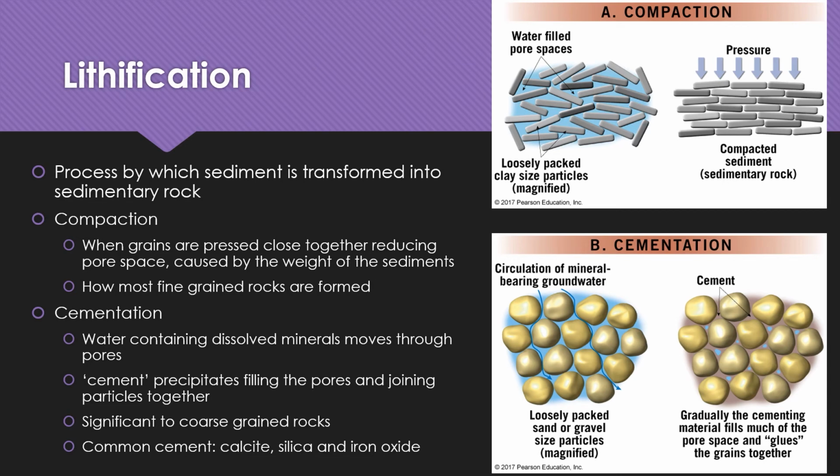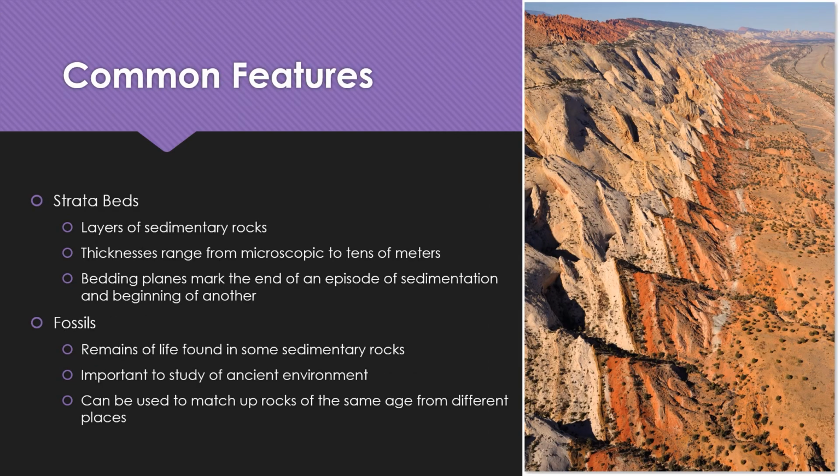Common features of sedimentary rocks are strata beds, which are layers of sedimentary rocks, and their thicknesses range from being so small we cannot see them to tens of meters thick. Bedding planes mark the end of an episode of sedimentation and the beginning of another, which we can see here. This is a bedding plane. Basically, each of these layers looks different, right? And so we can see them here. And this is how we know that we have different episodes of sedimentation.